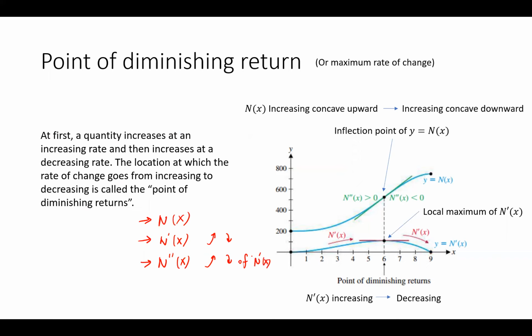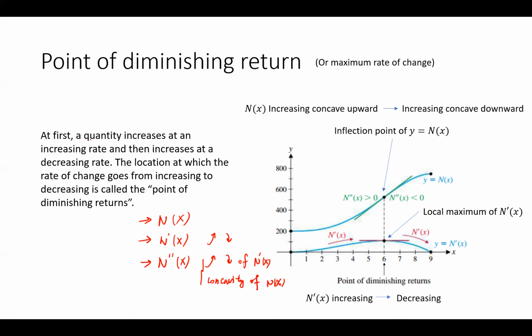the increase or decrease of n prime of x. So it describes this increase or decrease of the first derivative function, and it also talks about concavity of the raw function of x. So both are equivalent. It's just that when we look at different levels, different functions, the interpretation is different.